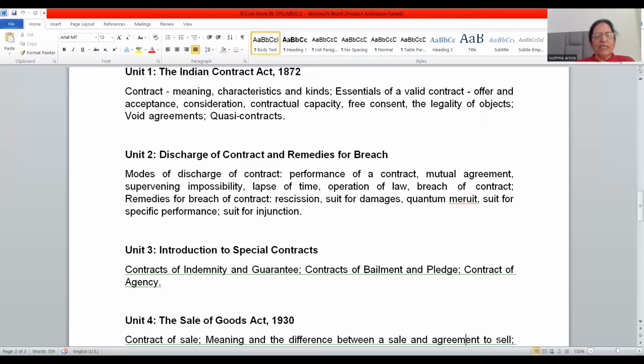And contract of agency, at least you have studied the term delegation of authority. Okay, so in contract of agency, who is the principal, who is the agent, how is the contract of agency created, what is the personal liability of the agent, and how is the principal liable for the acts of the agent. So you will be studying all these terms.